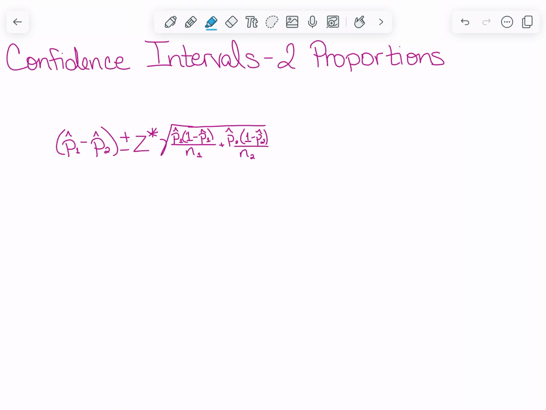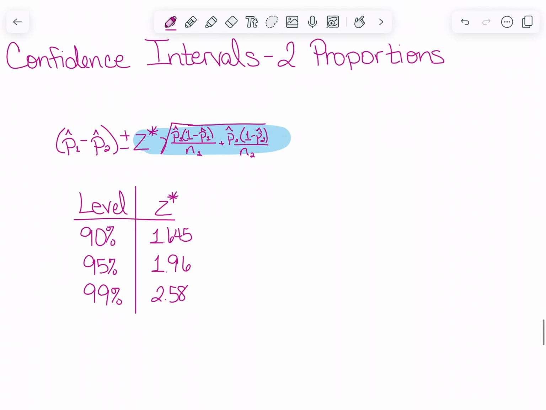So the formula is p1 hat minus p2 hat, plus or minus z star times the square root of p1 hat times 1 minus p1 hat over n1, plus p2 hat times 1 minus p2 hat over n2. And in this case, this thing that I'm adding and subtracting from both sides, this z star times the square root, this is my margin of error.